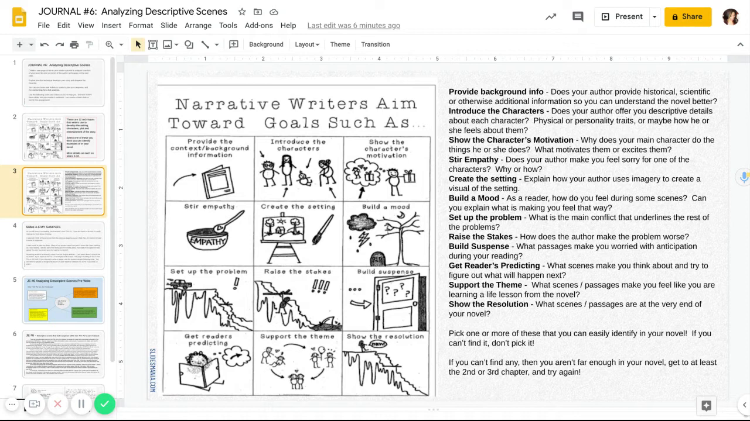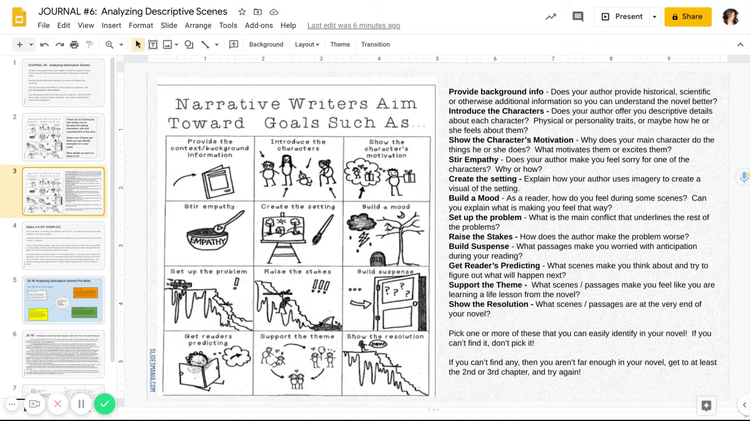Which leads to the next one, getting readers predicting. What scenes make you think about and try to figure out what will happen next? Supporting the theme. What scenes or passages make you feel like you are learning a life lesson from the novel? And finally, showing the resolution. What scenes or passages are at the very end of your novel?